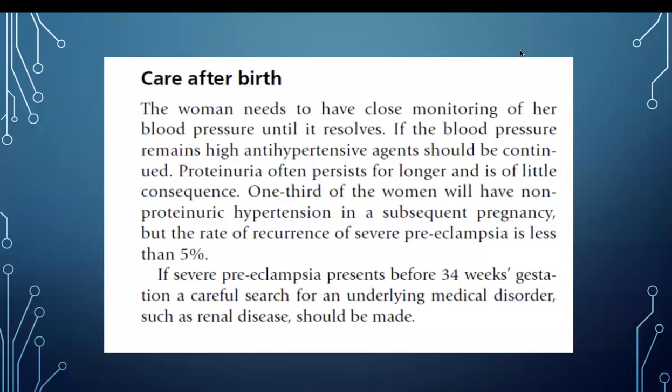Care after birth. Once the preeclampsia mother has had the delivery done, you need to closely monitor her blood pressure until it resolves. Most of the time, as you know, within 3 months, the blood pressure should come down.